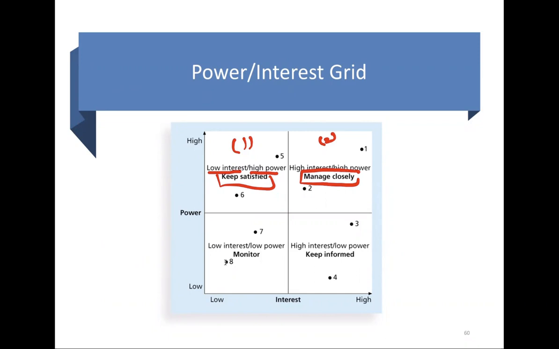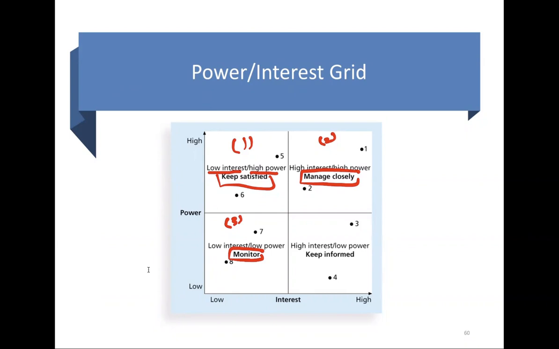The third group is those stakeholders who have less interest and less power. So they have less interest and less power. That means you need to monitor them. The only action you need to take, as a software engineer or a software analyst, is to monitor these people, but don't bore them with excessive communications.